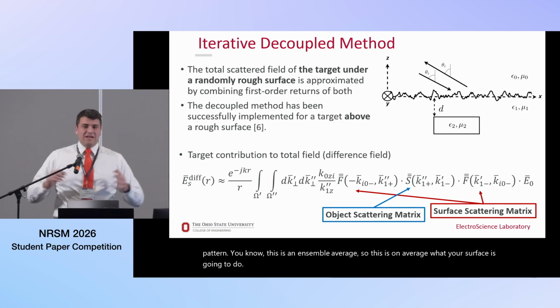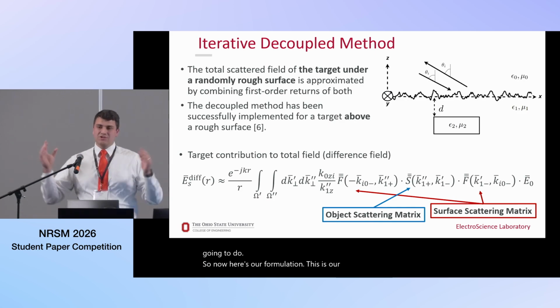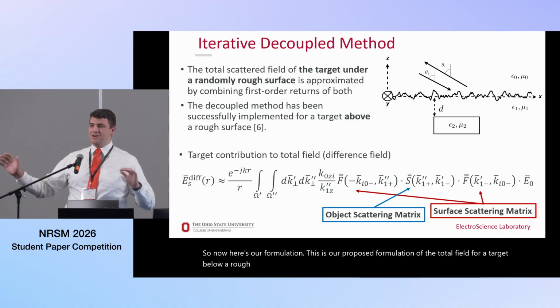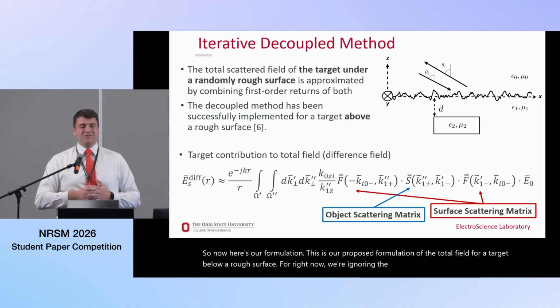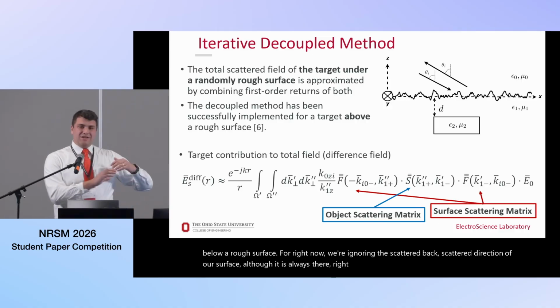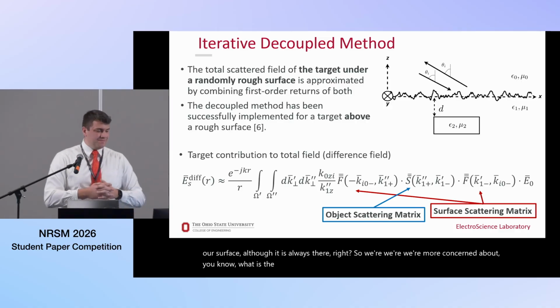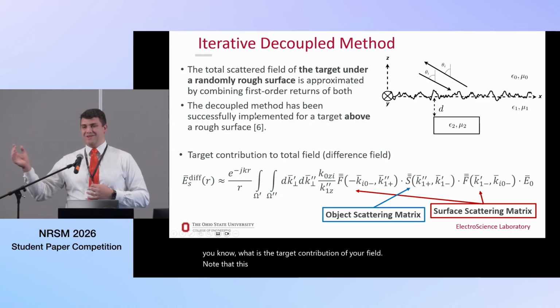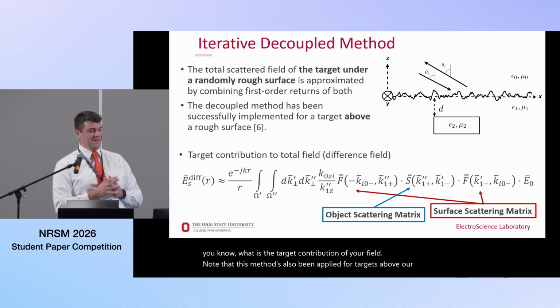So now here's our formulation. This is our proposed formulation of the total field for a target below a rough surface. Right now, we're ignoring the backscattered direction of our surface, although it is always there. So we're more concerned about the target contribution of your field. Note that this method has also been applied for targets above a rough surface, so you can do below or above.